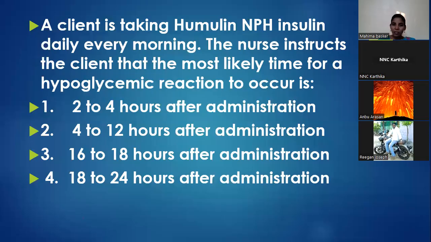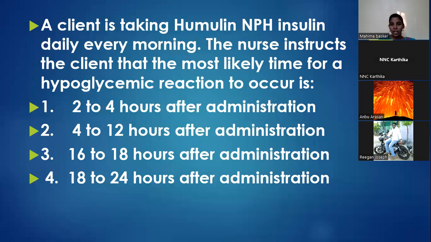When will be the peak time for the action? That is the hypoglycemic attack, because the insulin will reduce the glucose level. Okay, so at peak time the glucose will be reducing suddenly. There is a chance of hypoglycemia. Remember, NPH is intermediate acting. Regular insulin peak time is 2 to 4. Intermediate insulin peak time is 4 to 12. Okay, so that will be the peak time.